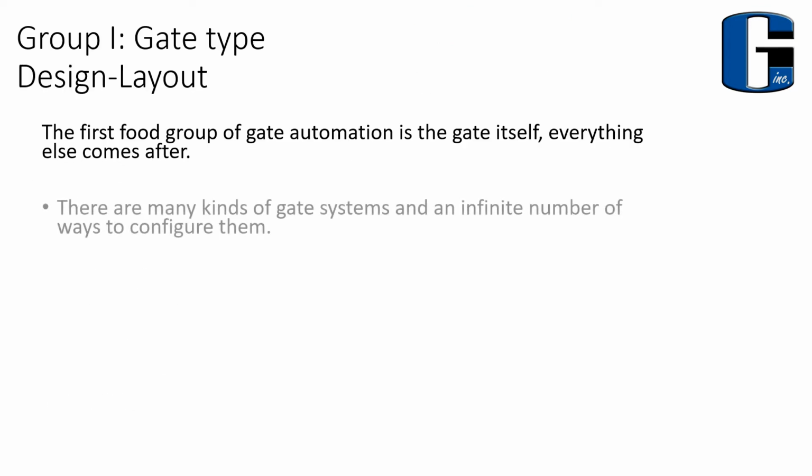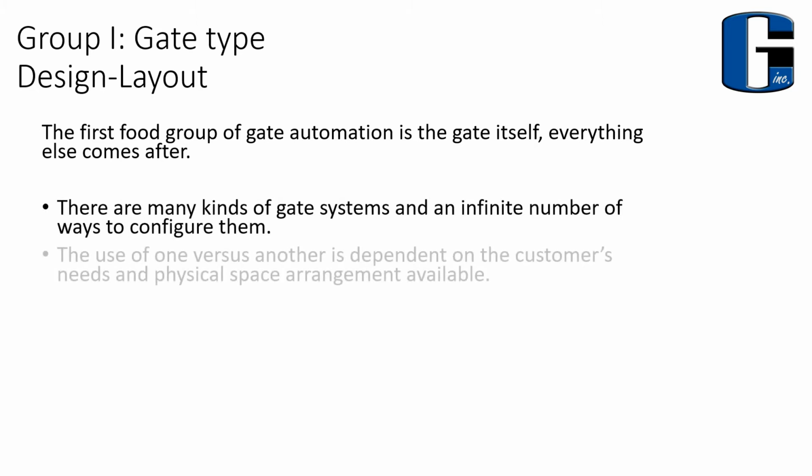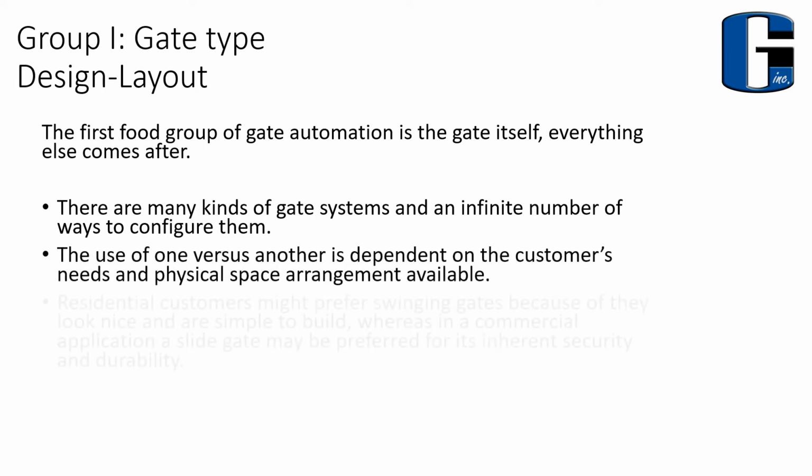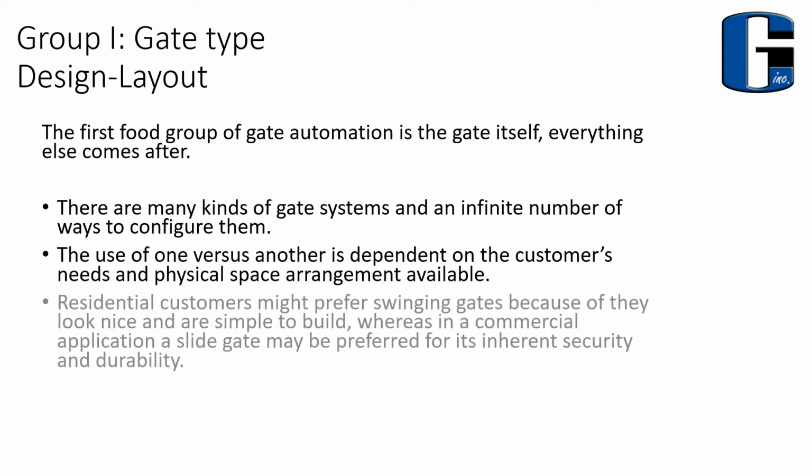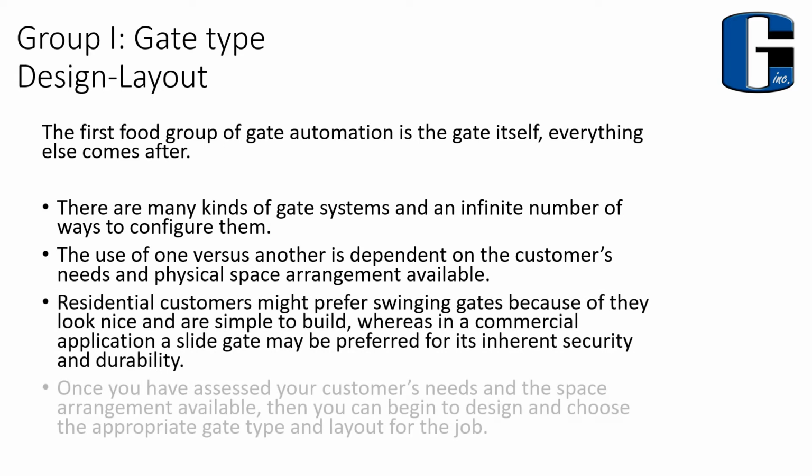The first food group of gate automation is the gate itself. Everything else comes after. There are many kinds of gate systems and an infinite number of ways to configure them. The use of one versus another is dependent on the customer's needs and the physical space arrangements available.